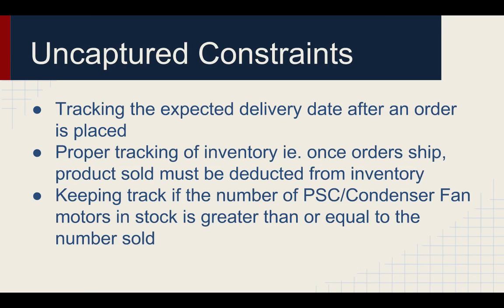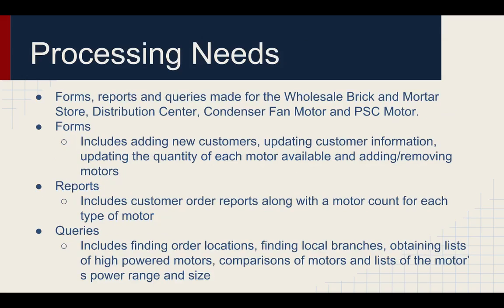So, uncaptured constraints. These are things that maybe didn't come up in our initial conversations with our expert, but later on we learned were necessary. The first thing was tracking the expected delivery date after an order is placed, and properly tracking the inventory. Once it ships, it has to be deducted from the inventory. Now it's in our general requirements, but initially that was something we didn't know until later conversations. Also, we need to track whether the number of motors in stock is greater than or equal to the number sold. You don't want to oversell and not notify your customer that you can get more or that you can't get more, or whatever it needs to be. Those were things we were able to work out with our expert and figure out that needed to be fixed.